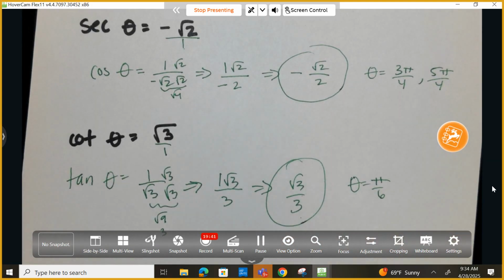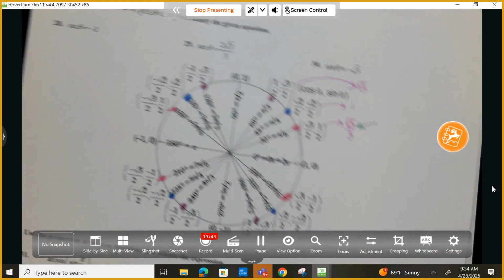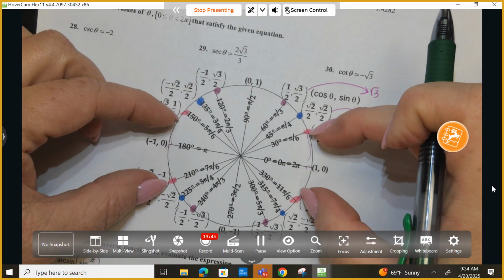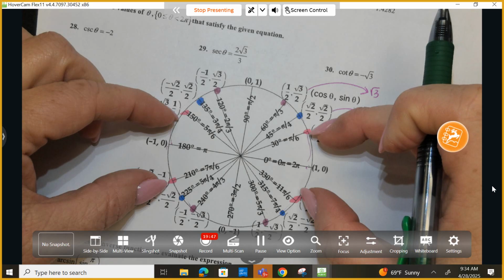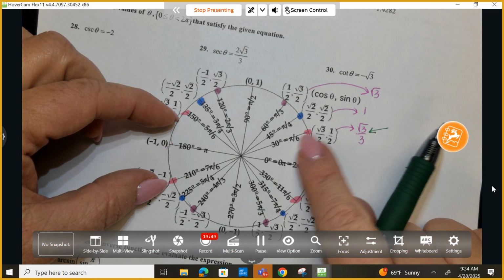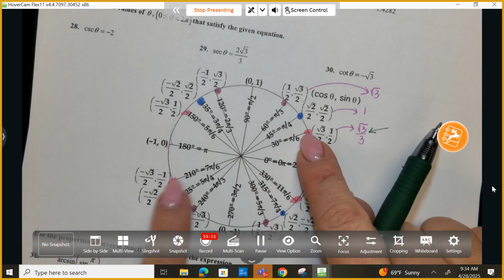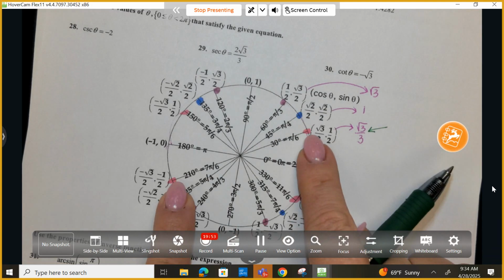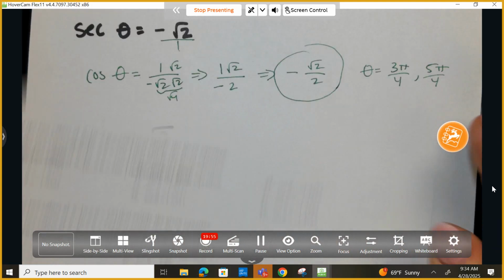Now, where do I find the other answer? Well, remember that these four are all related, and we want to have a positive tangent. So if one answer is here, the other positive tangent, all-star trig, would be down here. So 7 pi over 6.